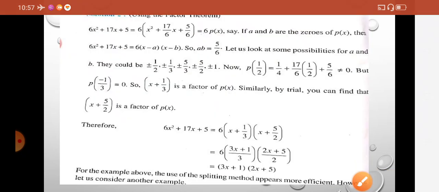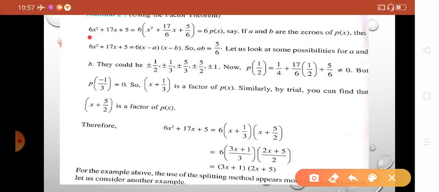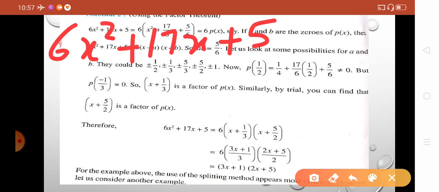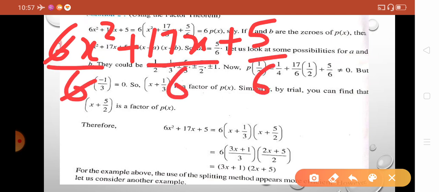So in the factor theorem method we have 6x square plus 17x plus 5. From here we will divide this complete equation by 6. Whenever you divide 6x square plus 17x plus 5, we will divide this complete equation by 6. So you will get here x square plus 17 by 6x plus 5 by 6.